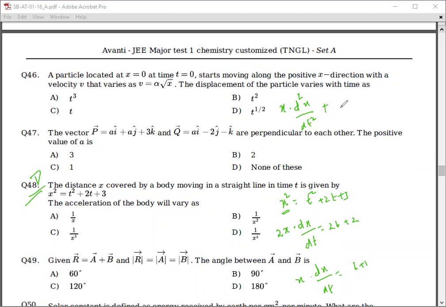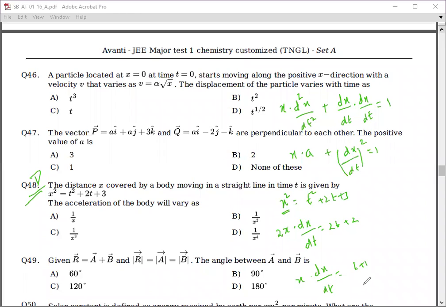Plus, keep dx by dt constant, differentiate x. So it will be dx by dt into dx by dt is equal to differentiation of t, which will be 1. So it will be what? x into acceleration. This is acceleration. So I'll just write it as a plus this, dx by dt a whole square, is equal to 1.